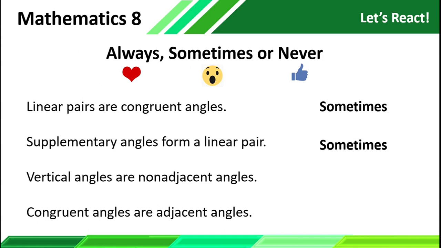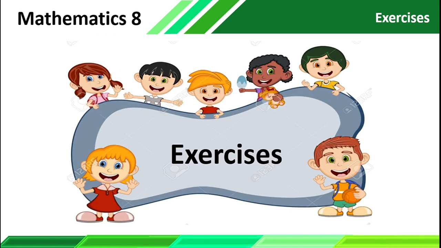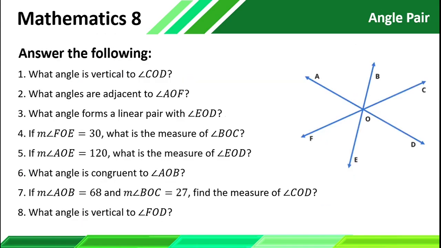Number 3, vertical angles are non-adjacent angles. The correct answer is always true. And lastly, congruent angles are adjacent angles. The correct answer is sometimes. Now, it's your turn. Let's have a short exercise. Pause the video for a while and answer the following questions.